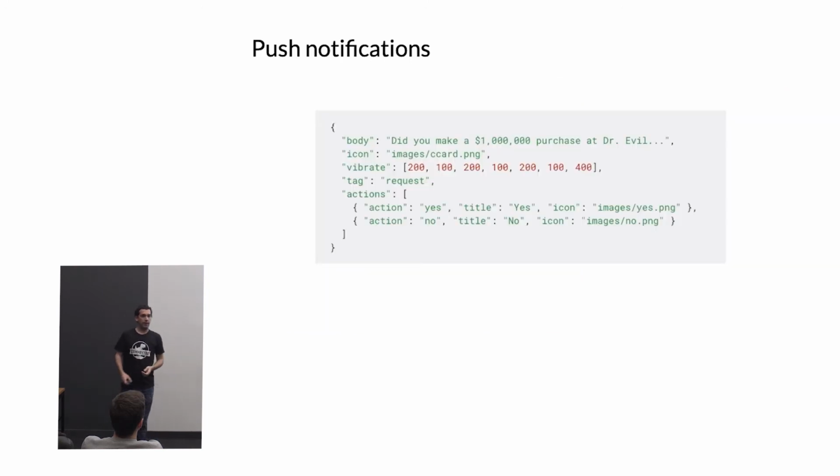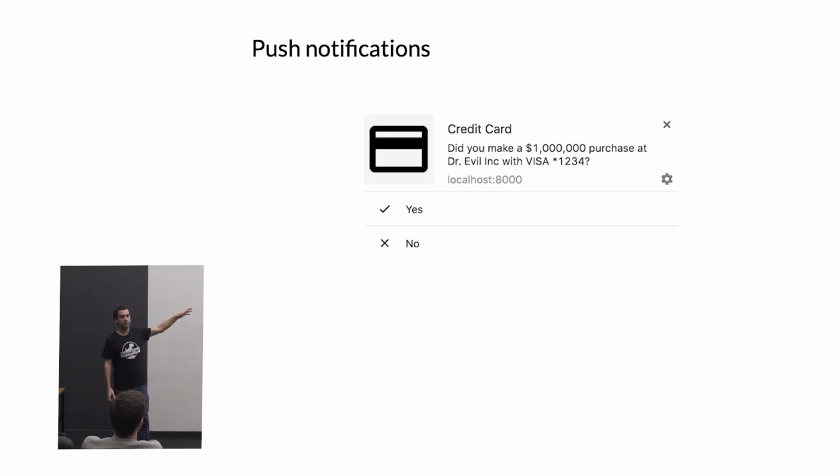This JSON file is not all that we need, but with it, we can see a push notification like this one. This feature is a bit more complicated to implement. We need to use some APIs of the browser, but the idea is that we now can have push notifications to make our webs more engaging.